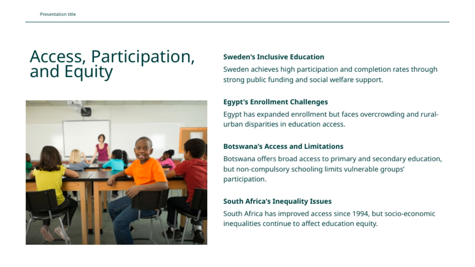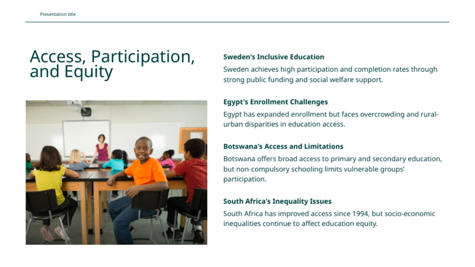Moving on to Egypt, they've made significant strides in expanding enrollment. However, challenges remain, particularly with overcrowding in schools and disparities between rural and urban areas. Access isn't always equal, which can hinder students' ability to fully benefit from education. These issues highlight the importance of not just increasing enrollment, but also ensuring quality and equitable access for all.